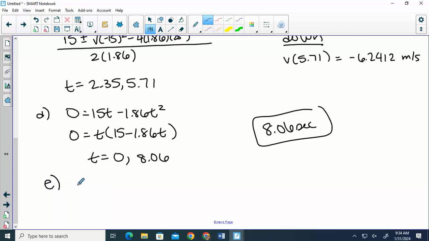Acceleration, how do we get that? Second derivative. So we take our derivative of our velocity, or second derivative of the original, and we get negative 3.72.